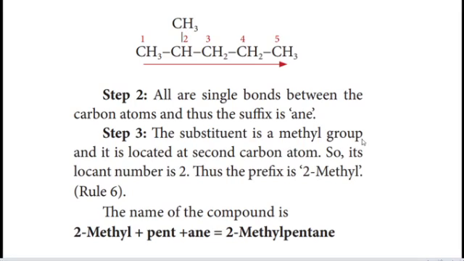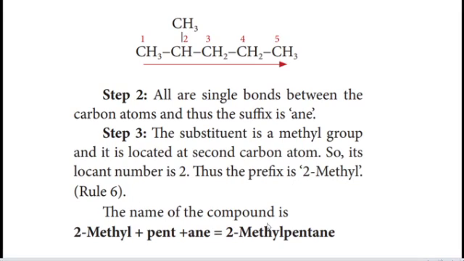The substituent is a methyl group and it is located at the second carbon atom. As per the rule, we number from the left end nearby the substituent, 1, 2, 3, 4, 5. So its locant is 2. The prefix is 2-methyl, where 2 is the place and methyl is the group.